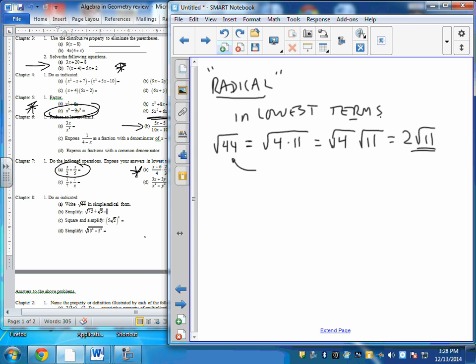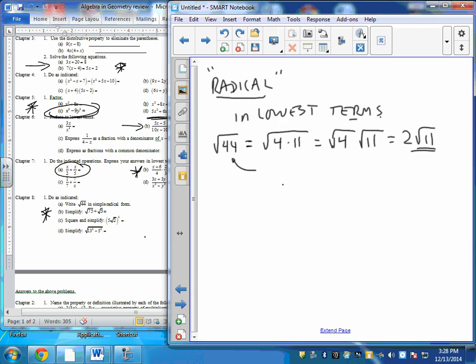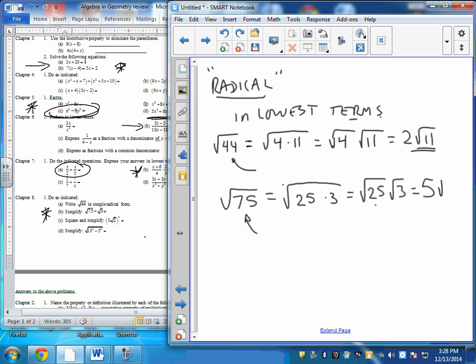And that was it. Later on the test, you had to simplify a radical that involved the square root of 75. So again, looking for the perfect square in 75, you might recognize 25. 25 times 3 is 75. So we have the square root of 25 times the square root of 3, and we know the square root of 25 is just the number 5, and the square root of 3 is irrational. So we're done.